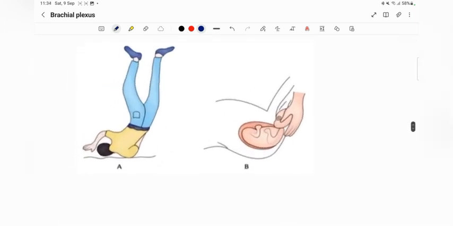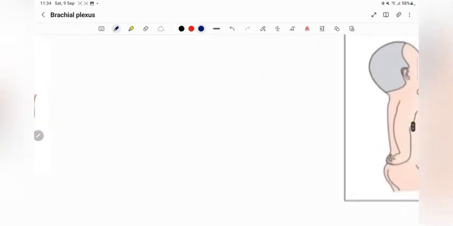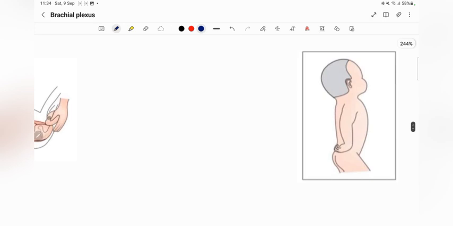So injury of the upper brachial plexus can lead to excessive increase in the angle between the head and the shoulder, and it can occur either due to fall from a height and landing on the shoulder, or due to traction of the arm and hyperextension of the neck, which is usually seen during forceps delivery. And this is the policeman's tip deformity, also known as the waiter's tip position or the porter's tip deformity.